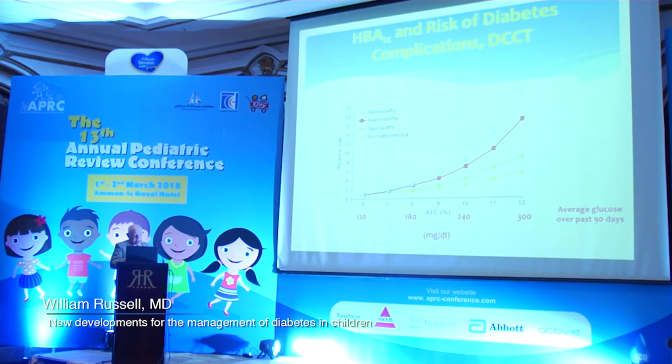Just one last comment about the DCCT. Here is hemoglobin A1c. There's the average blood glucose that these correspond with. But look how dramatically these curves are exponential. The relative risk for retinopathy, nephropathy, neuropathy goes up. There's almost a doubling of risk for every 1% that the hemoglobin A1c goes up. So it is imperative that we try and keep diabetes glucose control in a reasonable range to prevent long-term complications.